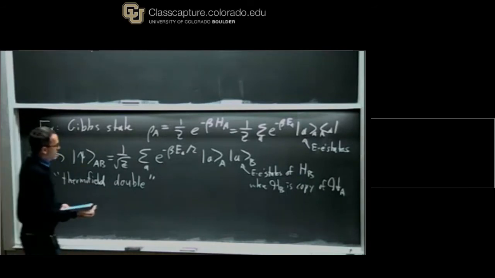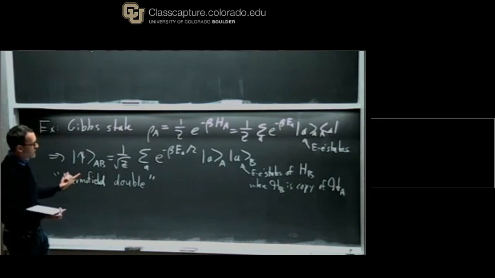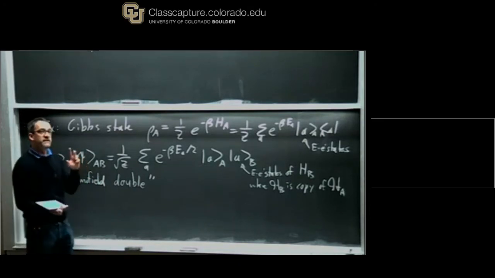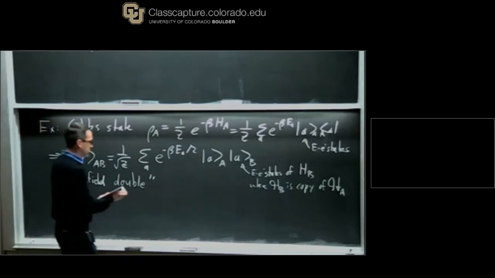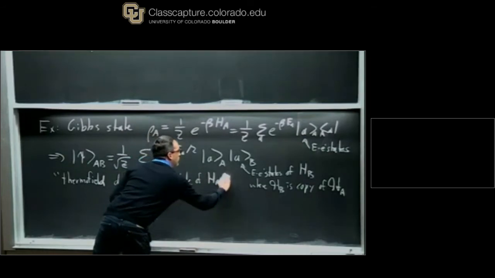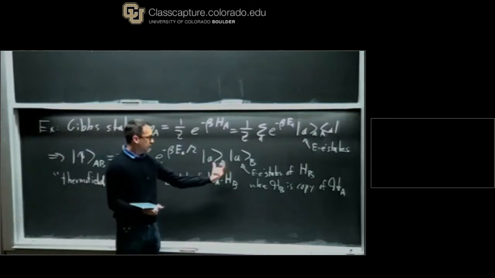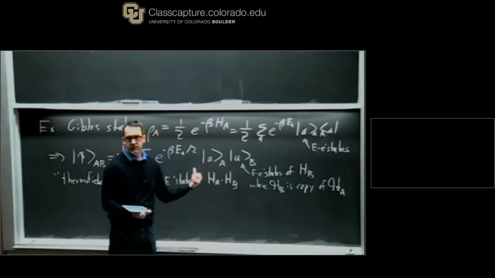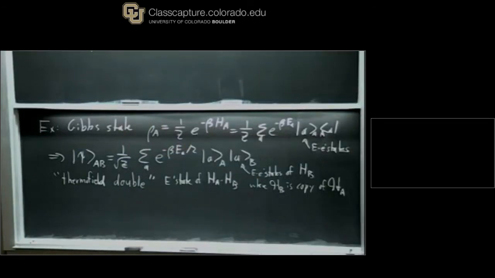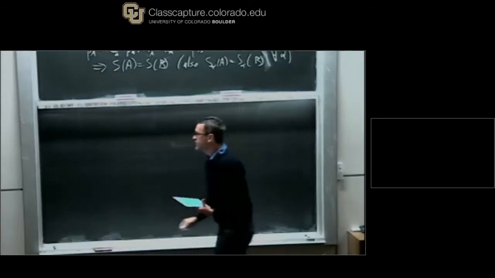And by the way, notice that this is a pure state on my doubled system, which happens to be an energy eigenstate. Well, let me not say energy. It's an eigenstate of the operator HA minus HB, because it's a superposition of states that have the same A and B energy. Okay? I mean, it's not the only such eigenstate, but it is an eigenstate like that. And this will be useful later on.